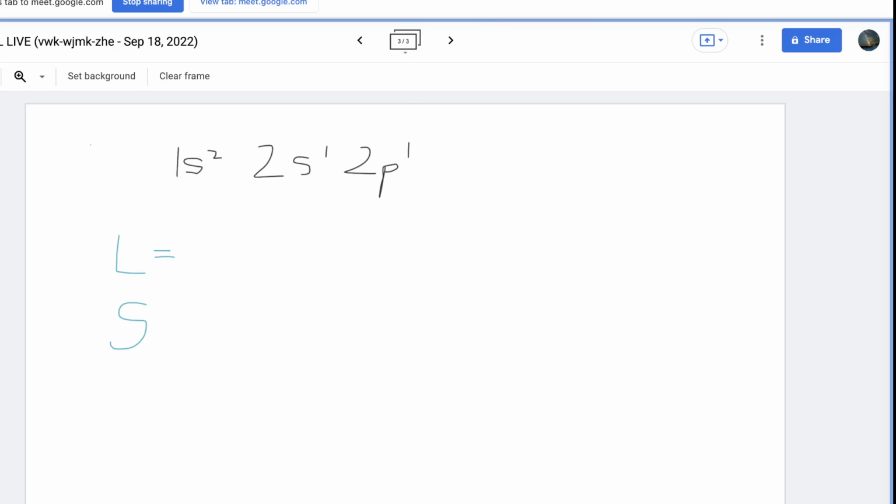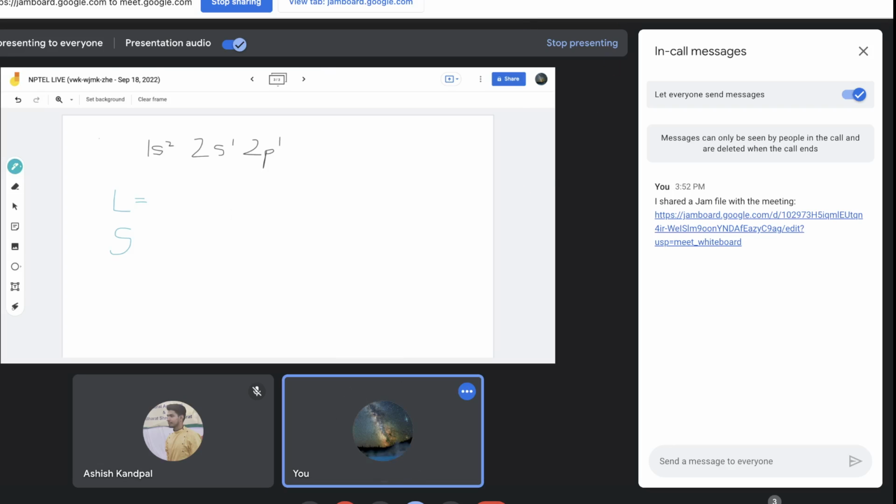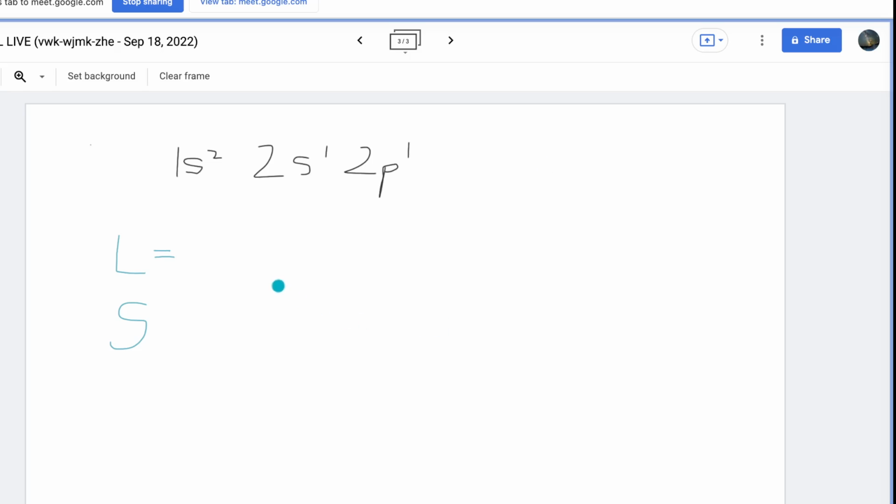So Ashish, I will start solving it, okay? You can match with me. So to find the term symbol, we need to calculate capital S and capital L value. For this configuration particularly, there are two unfilled orbitals, 2s and 2p. So I need to consider both of them. So the 2 electrons are in s and p orbitals.